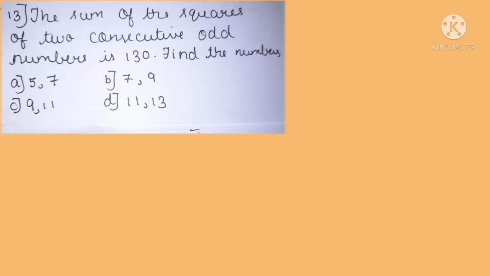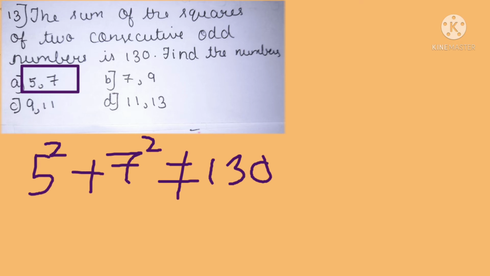So the question is, the sum of the squares of two consecutive odd numbers is 130, and we need to find the numbers. So this question is also absolutely based on the given options. So we need to take one of the options, like if we take option A, 5 and 7. So what the question asks: the sum of the squares of two consecutive odd numbers. 5 and 7 are odd numbers, and the rest of the options are also odd numbers. If we square and sum them, 5 square is 25 plus 7 square is 49. If we add both, we should get an answer of 130, but we have not received 130.